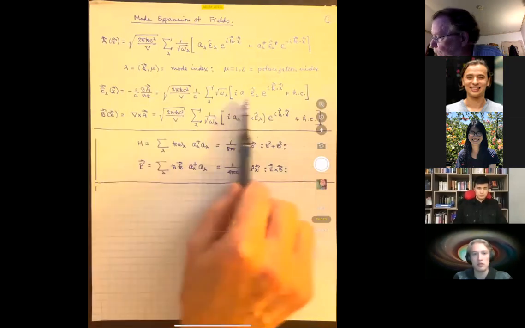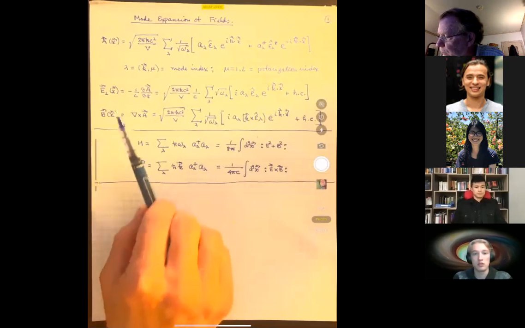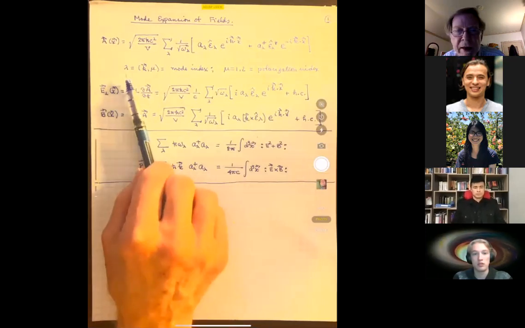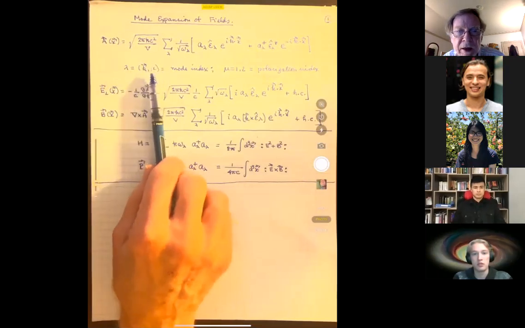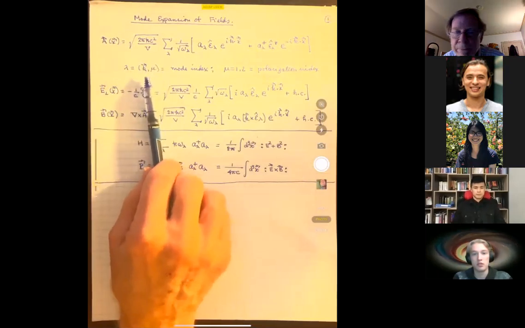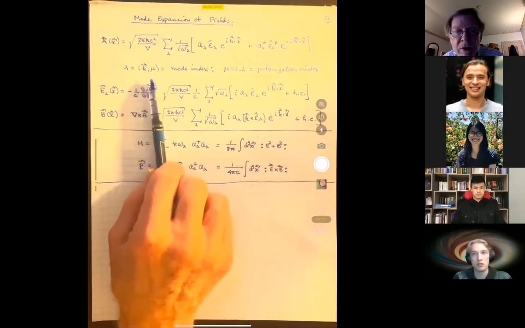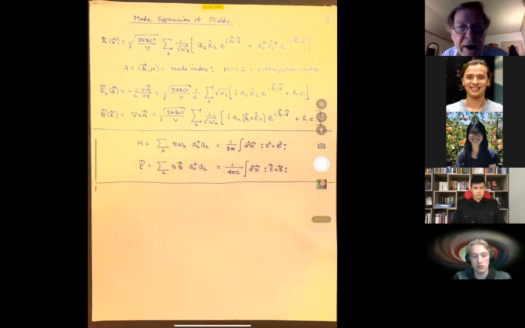But in the case here of the Fourier series, I'll remind you that I'm using lambda here as a mode index, which is a compound index. It consists of a k vector, which has to lie on a lattice point in k space, and a polarization index that only runs over 1 and 2. That's the two polarization vectors that are orthogonal to k.